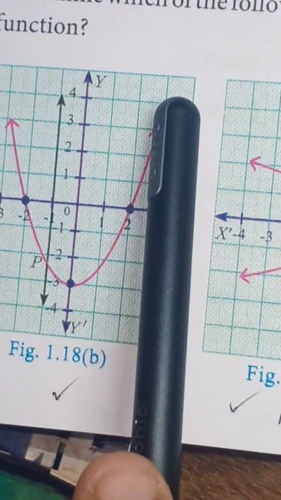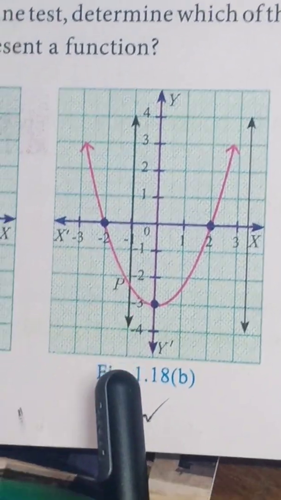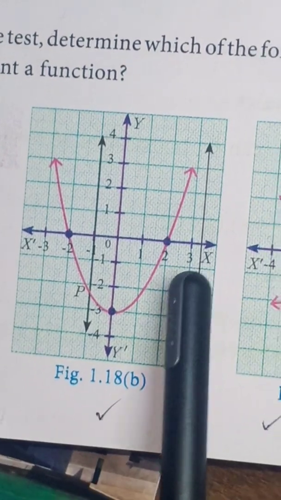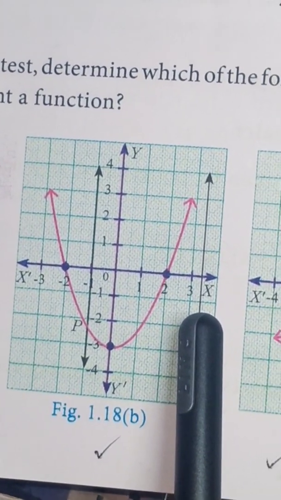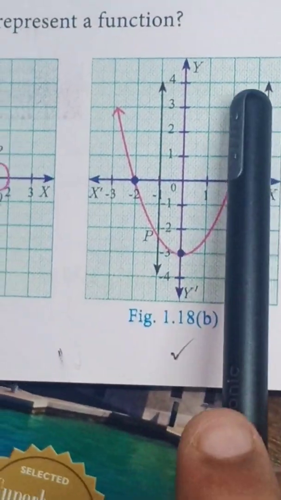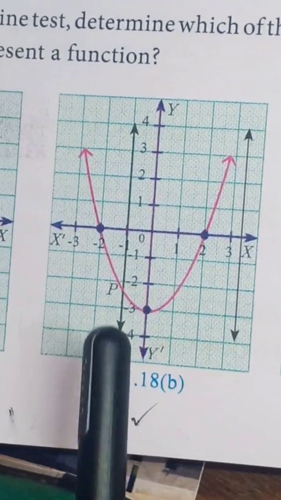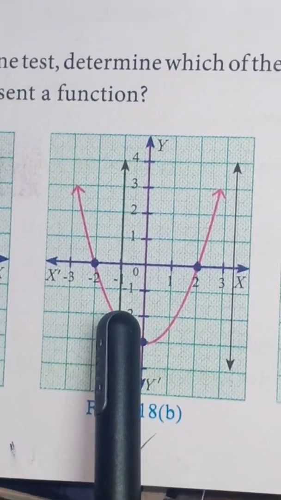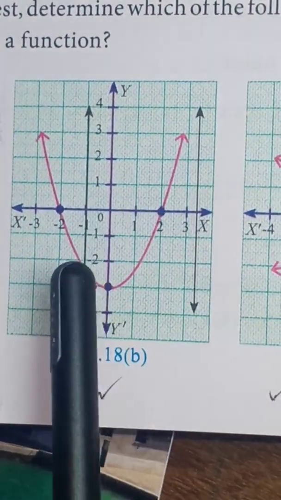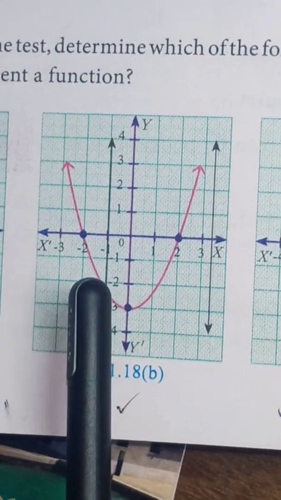Look at the graph. It's a parabola. Here one vertical line, here also one vertical line. Don't consider this line because this line lies outside the curve. We have to consider the vertical line intersecting the graph, so you have to consider this vertical line only. This vertical line intersects the graph at only 1 point. Since the vertical line intersects the graph at only 1 point, it is a function. This graph represents a function.